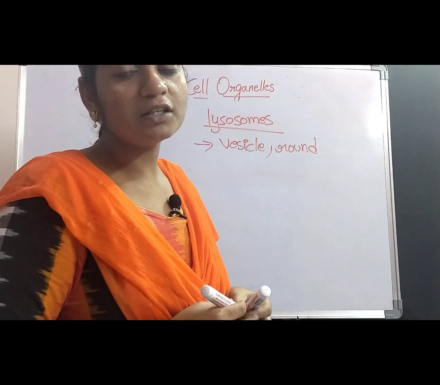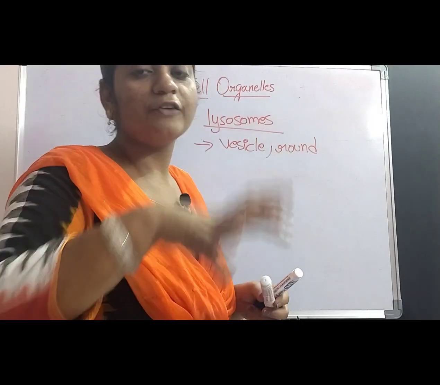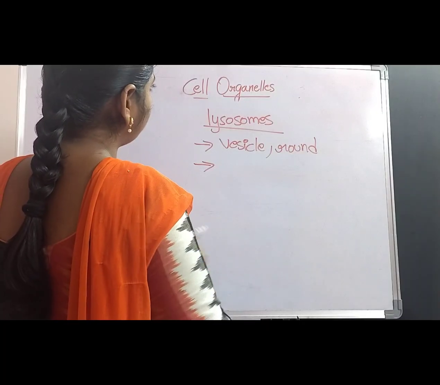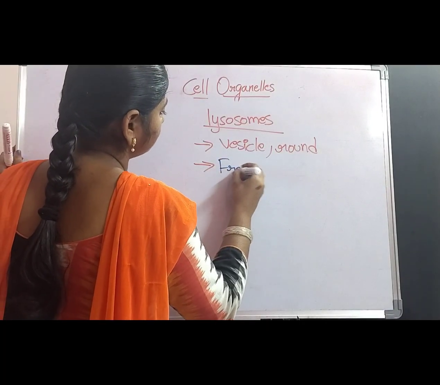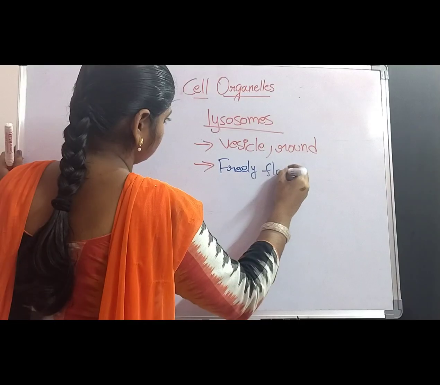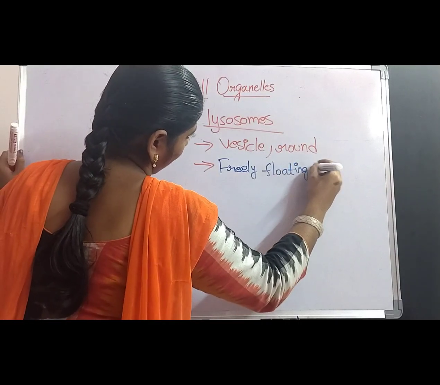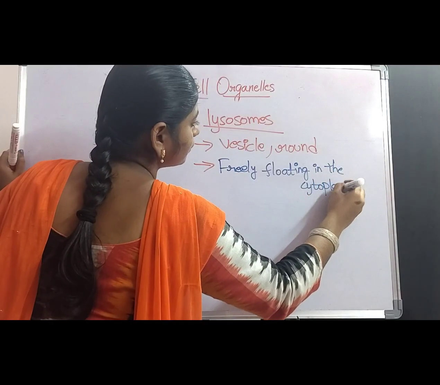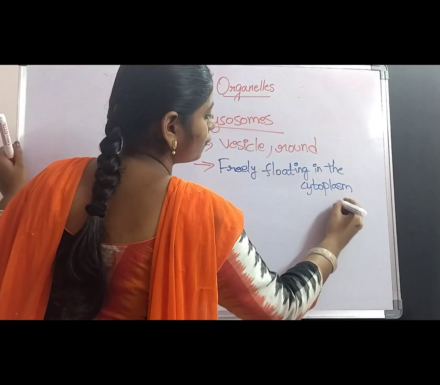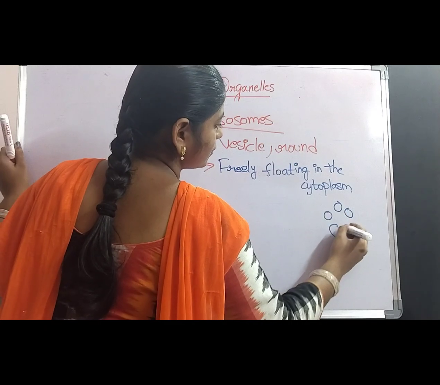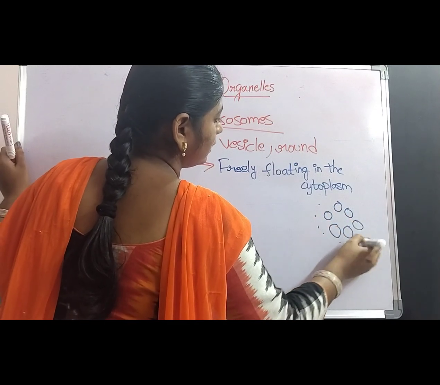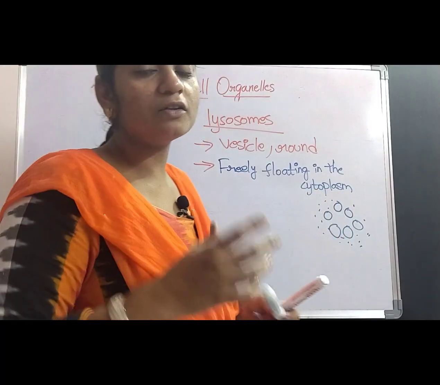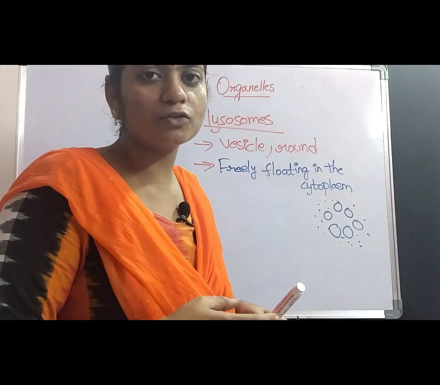Where are these lysosomes present? These lysosomes are observed freely floating in the cytoplasm. So, the lysosomes are vesicle or round spherical-like structures, observed freely floating in the cytoplasm. And how are these vesicular-like structures formed? How are these lysosomes formed?